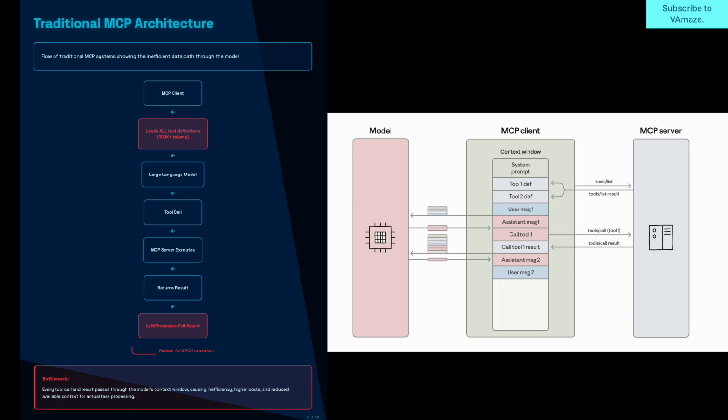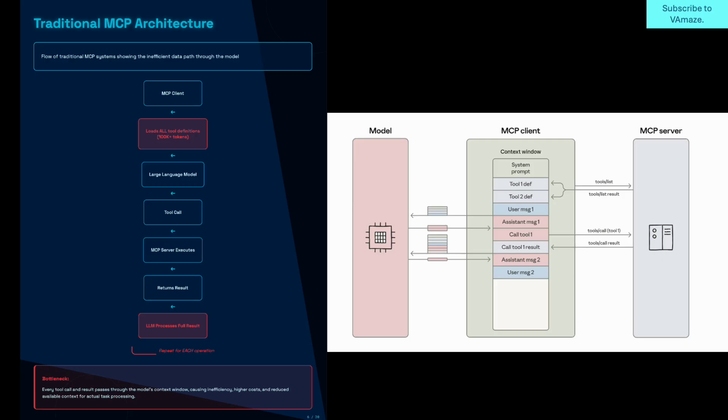That result goes back to the LLM where it's added to the context. The LLM processes the result and potentially makes another tool call, continuing this loop. Every single operation in this flow passes through the context window. Every tool definition, every tool call, every result. The context window becomes this central bottleneck where everything has to flow through.